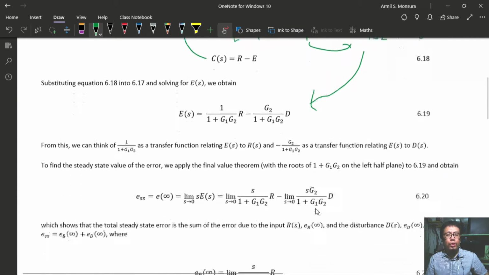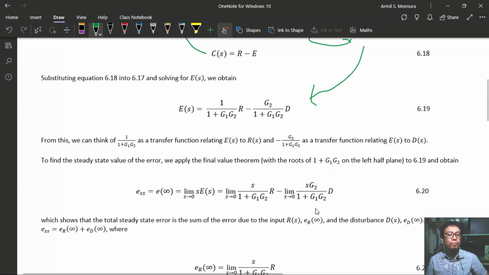Now 6.19 shows some important things about the error. Una, this shows na there are two components to your error. Kapag meron kang dalawang inputs, ang error mo also has two components. One component is due to the input itself, and the other component is due to the disturbance. Yun naman din talaga yung implication ng system natin being linear.